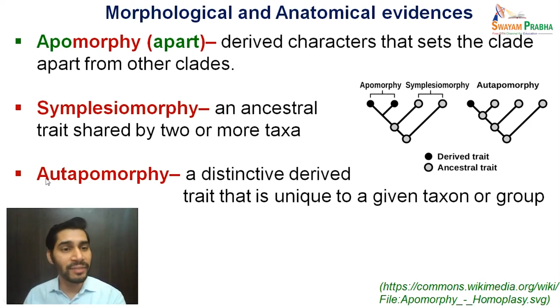There is another thing which we call autapomorphy, where a distinctive derived trait that is unique to a given taxon or group is present. For example, here, unlike apomorphy, it is not being shared with anyone. This is something which is making this particular clade or taxon unique.